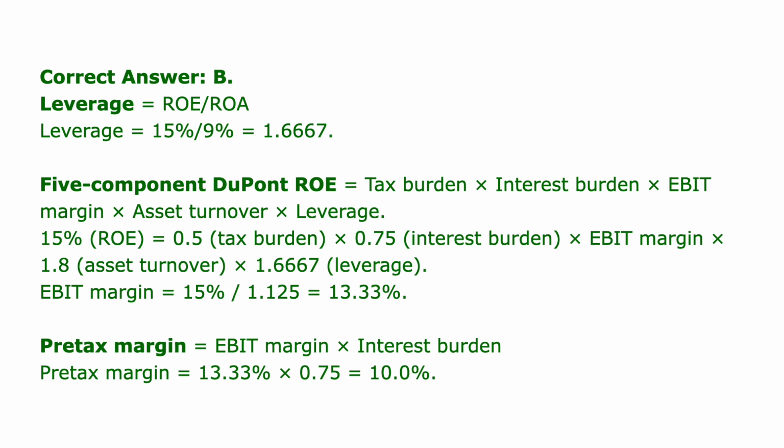Correct answer, B. Leverage is calculated as ROE divided by ROA, which is 15% divided by 9%, equals 1.6667. ROE decomposition. The 5-component DuPont ROE formula is used to break down ROE into tax burden, interest burden, EBIT margin, asset turnover, and leverage. EBIT margin is calculated as ROE divided by the product of tax burden, interest burden, asset turnover, and leverage, resulting in 13.33%.